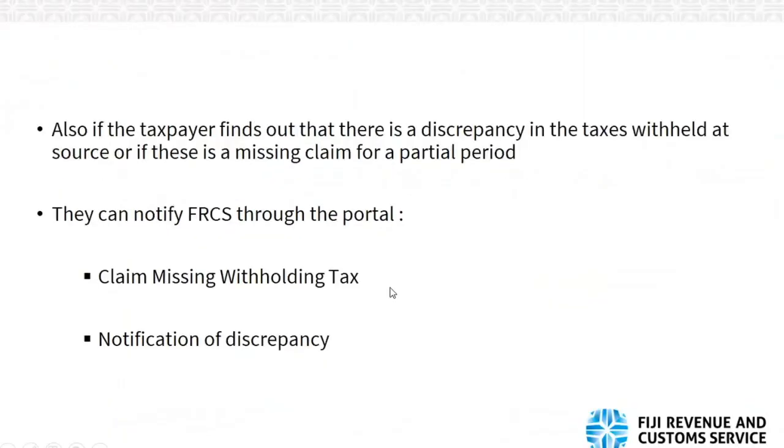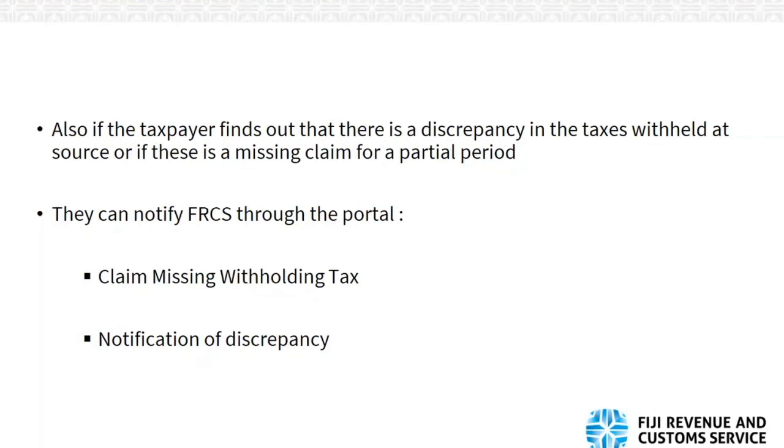So we have basically seen in this demo the missing statement of withholding taxes on TPOS, and how a taxpayer and an employee can claim a missing withholding tax and notify of a discrepancy. Once the employee submits the missing claim and notification with discrepancy, it will be allocated to one of the FRCS offices or tax offices.